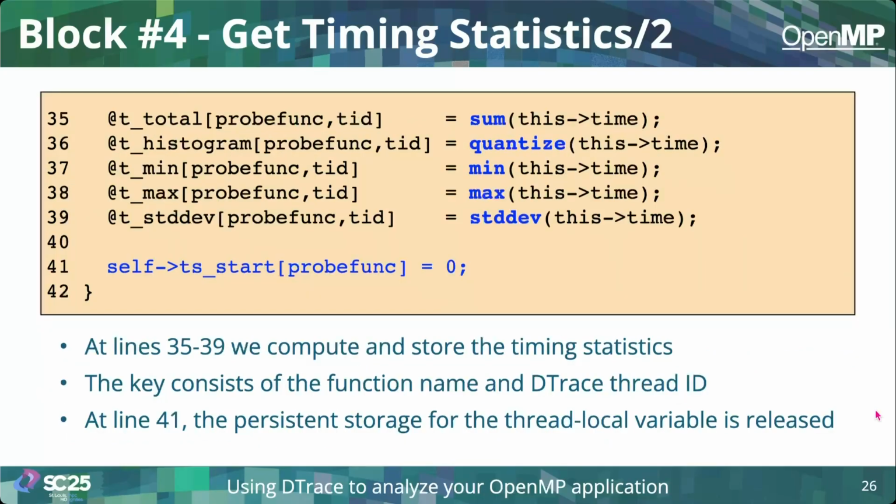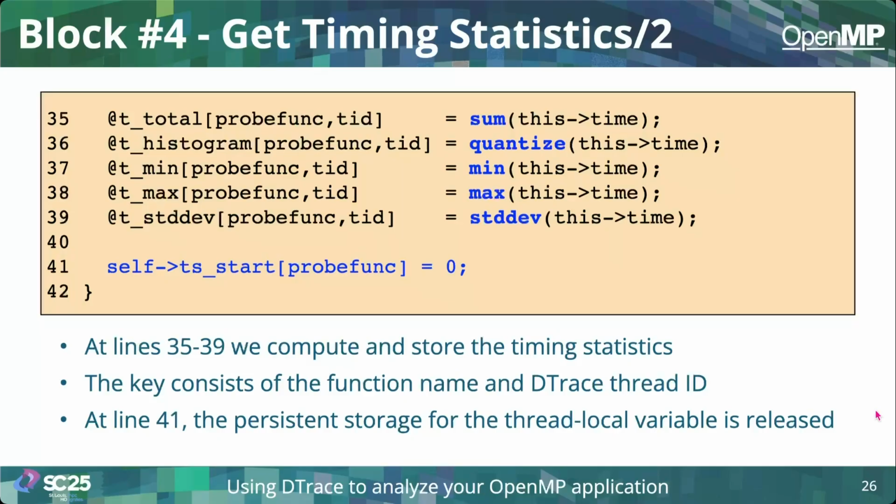This is a fairly long block of code, so it continues here. But now that I have the time, I can start storing information, and that's what I'm doing at lines 35 to 39. I have 5 different aggregations. They're all indexed by the probe func, the function name, and the thread ID, so I get the information on a thread basis. And what do I get? At line 35, I'm just summing up. Each time I get a new timing, I'm adding. So that will give me the total time for that function and that thread ID.